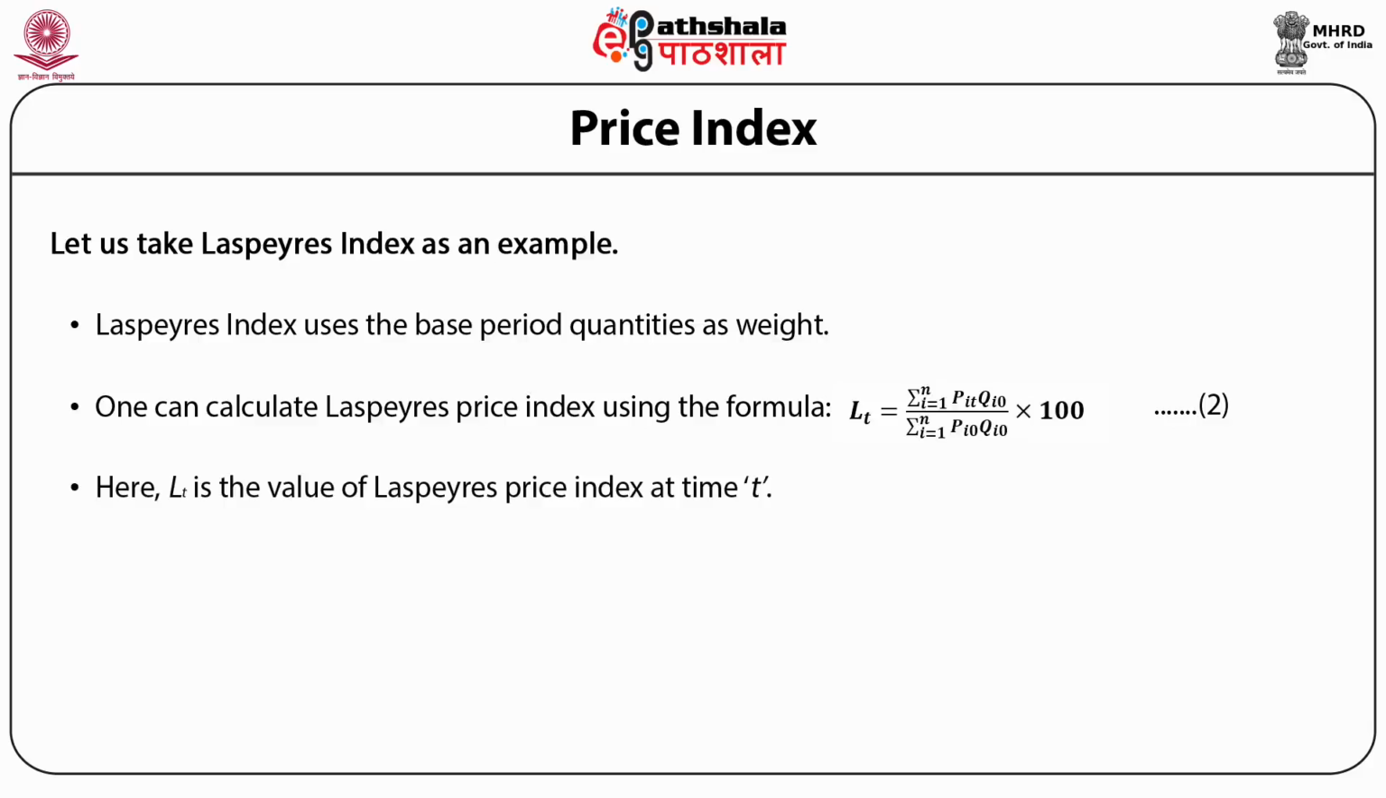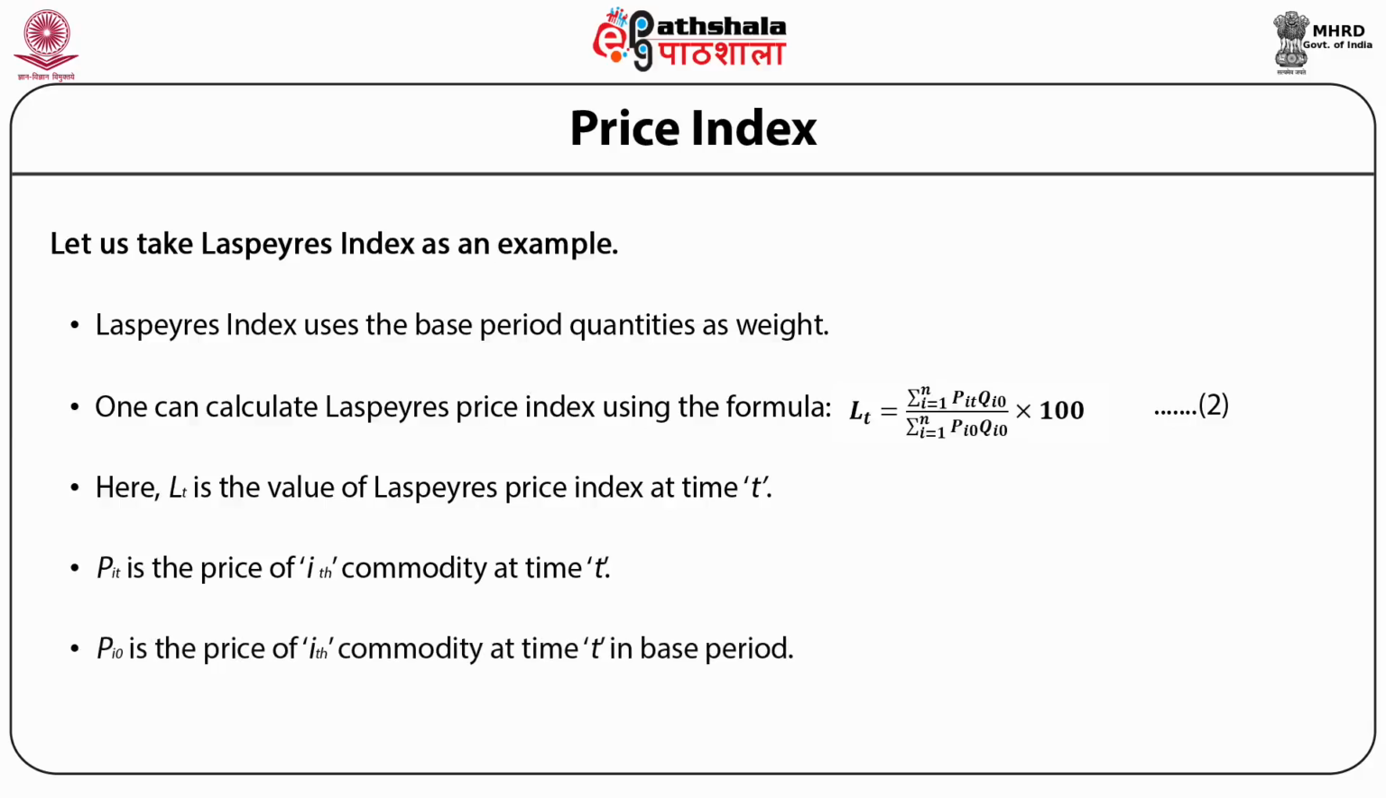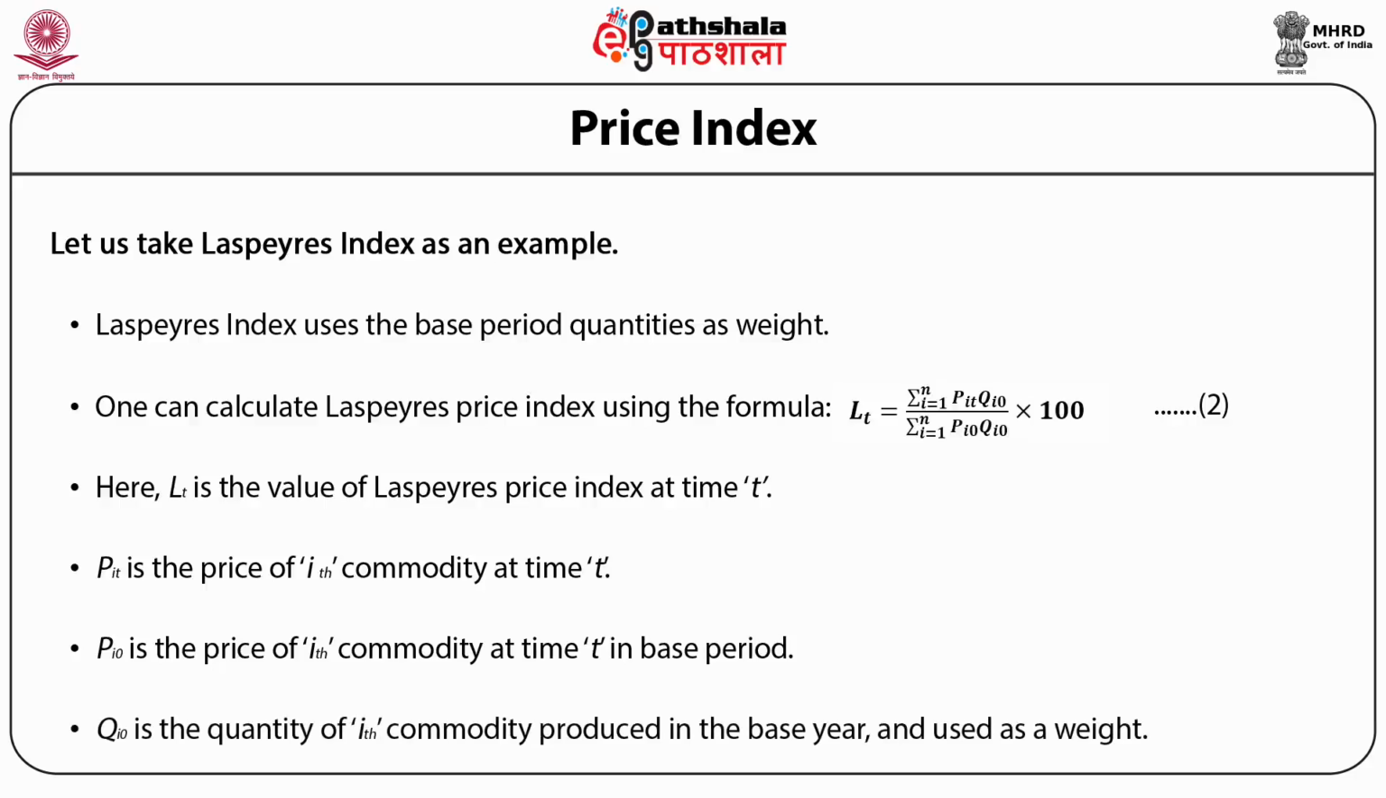Here L_t is the value of Laspeyres's price index at time t, which represents the price level at time period t. P_it and P_i0 are the price of the ith commodity at time t and in the base period, which is written as 0. Q_i0 is the quantity of the ith commodity produced in the base period and is used as weight to calculate the price index.